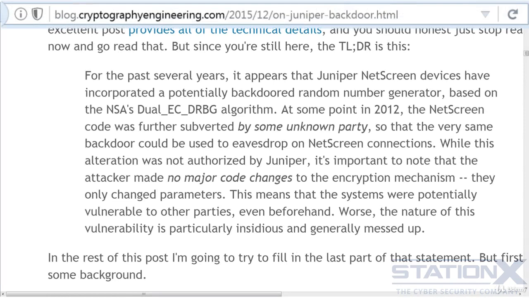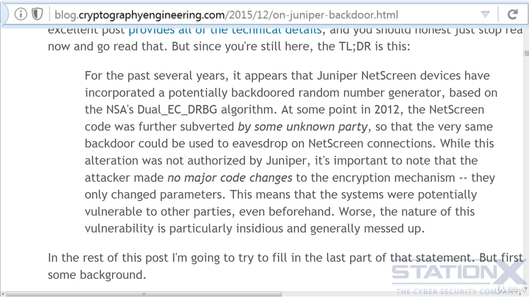Just the slightest deliberate or accidental change in code can create a vulnerability, and it can create a backdoor. I've got an example here of Juniper routers being backdoored, and I'll read a summary here by Matt Green, who was part of an investigation into this particularly sneaky backdoor. For the past several years, it appears that Juniper NetScreen devices have incorporated a potentially backdoored random number generator based on the NSA's Dual_EC_DRBG algorithm.